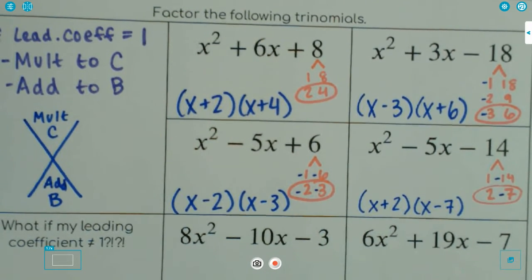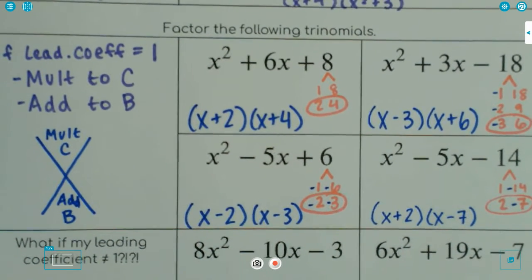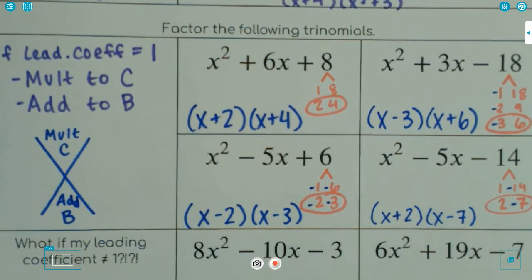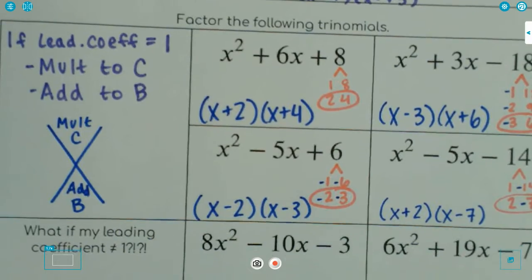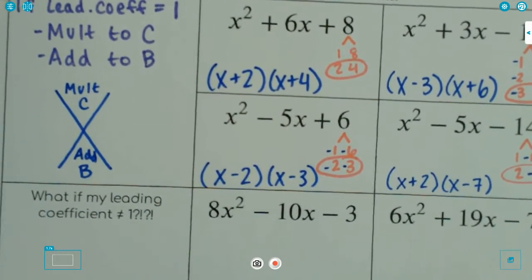Okay. Hi. I'm back. Any questions about any of those four? Do we remember those? Find two numbers that multiply to the last and add to the middle.